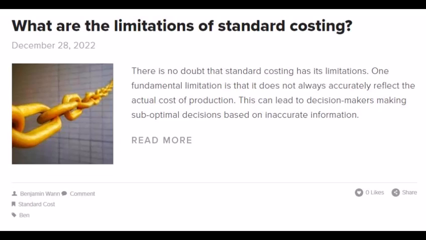As a result, businesses should be careful when using this method to set standard costs. Other approaches may be more effective in ensuring realistic and attainable standards.